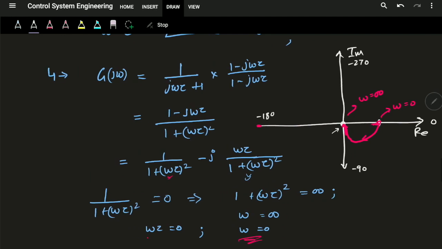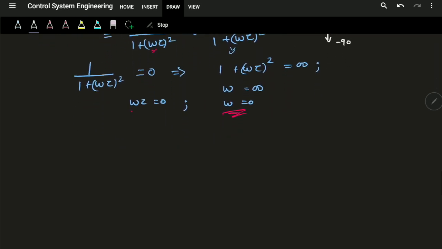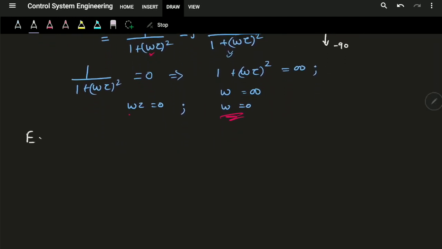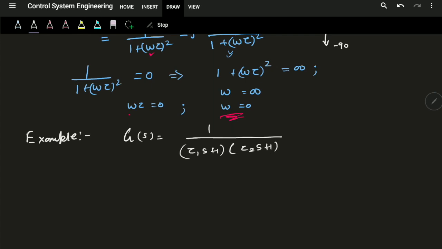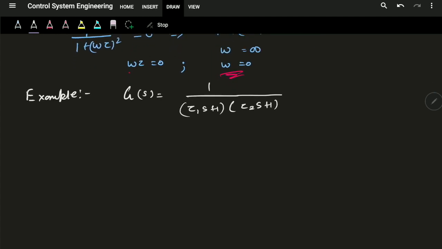Similarly, let me take another generalized example, that is G(s) equals 1 upon (tau 1 s plus 1)(tau 2 s plus 1). This is a second order system, type 0. We have to plot a polar plot for this, so let me go step by step.